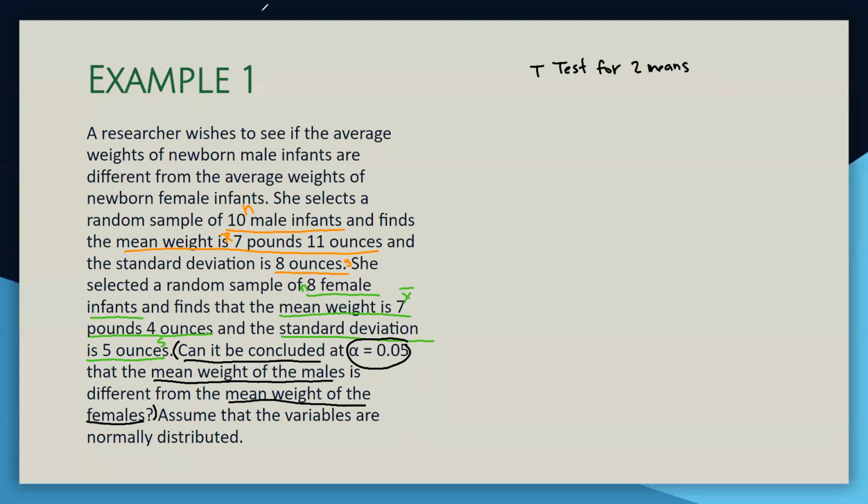Okay, so let's clear this out of the way so we can make room for our table. We know we want to organize our information before we run our test. So we're given a sample size, a sample mean, a sample standard deviation, and we're given that for male babies and female babies.